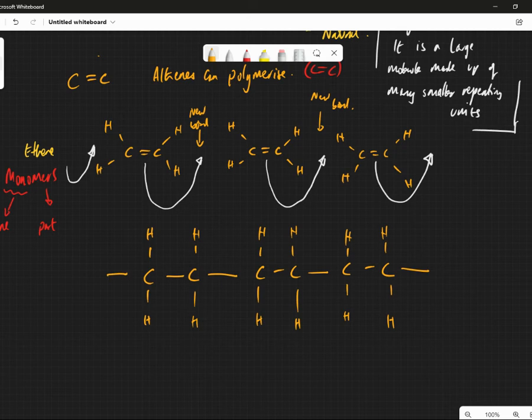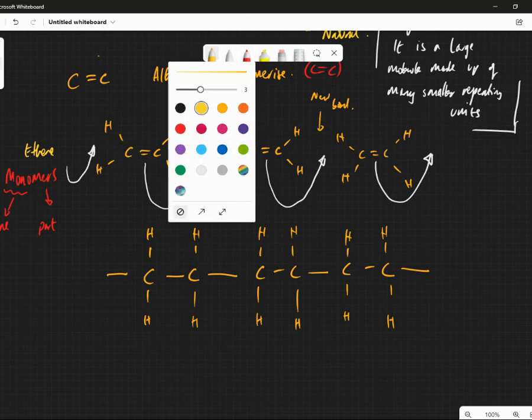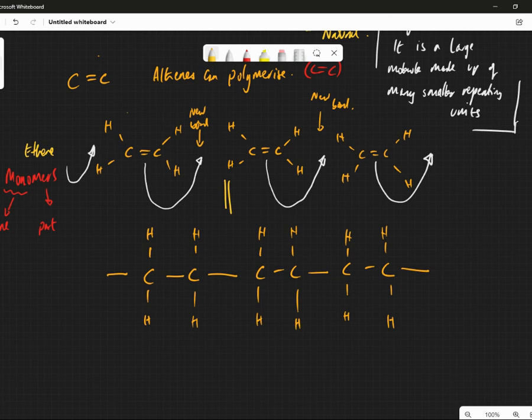So this is the polymer. I've drawn the polymer now. Let me draw a nice arrow there in yellow. So here, this is our polymer. This is called polymerization. The reaction that joins these small molecules together to make a large molecule is called polymerization. And we get this thing.